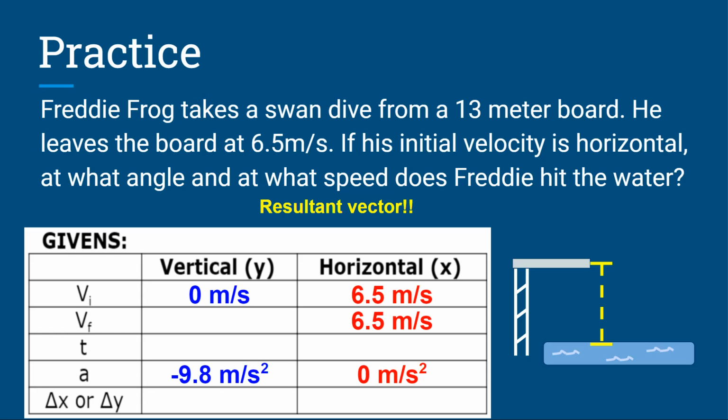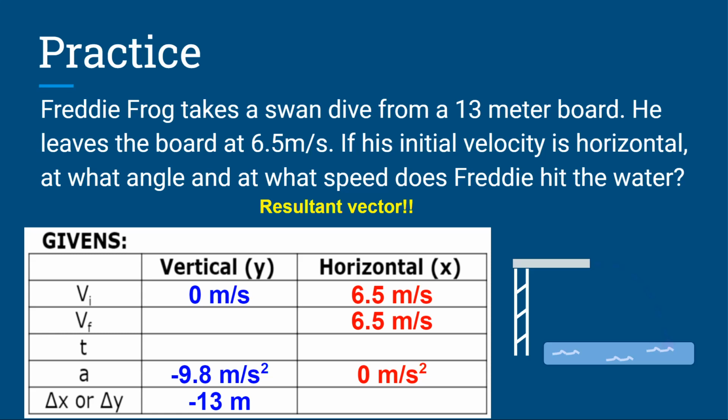The only other piece of information I know, and this is the same setup we've had, is the height is a 13-meter board, which means he's going to fall 13 meters down to the water, meaning his displacement vertically will be negative 13. So that's the information that I have.